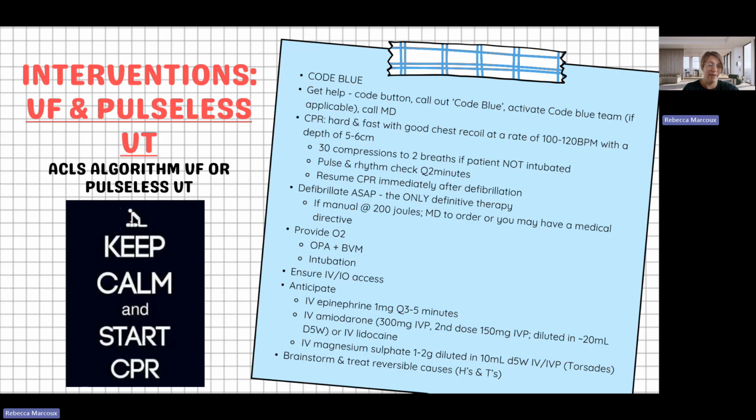So again, we have VF, pulseless VT. This is a code. Our priority is defibrillation. In addition to our normal code stuff, we also give an antiarrhythmic like amiodarone or lidocaine.